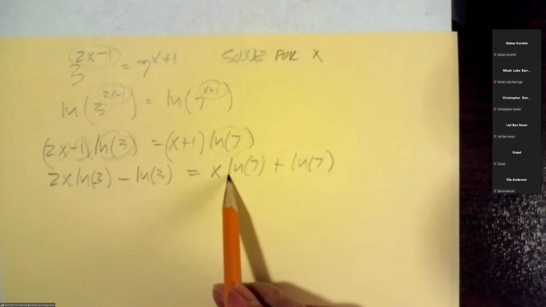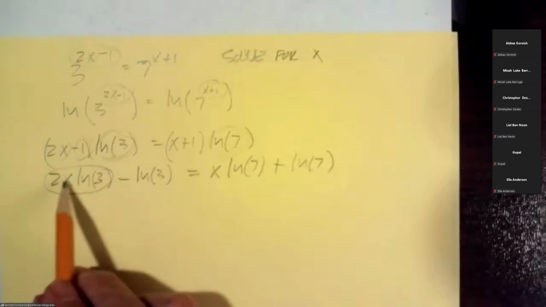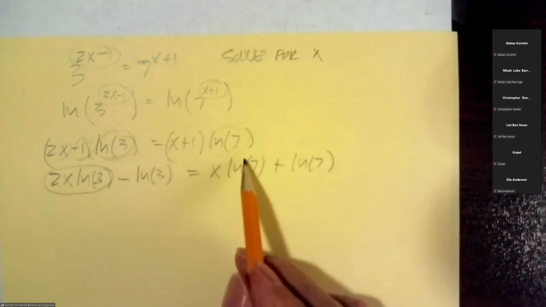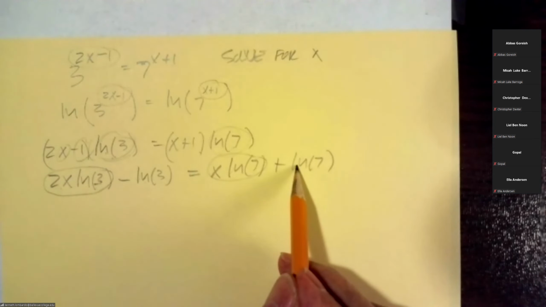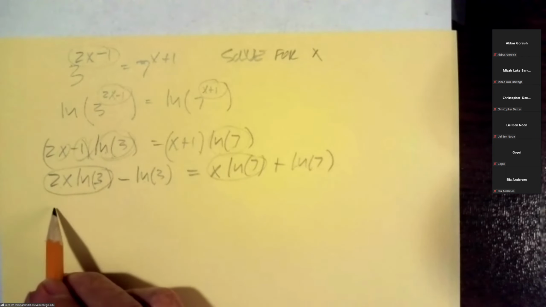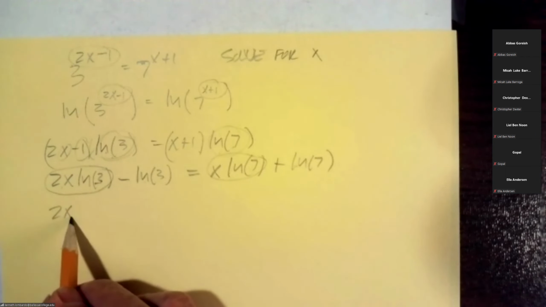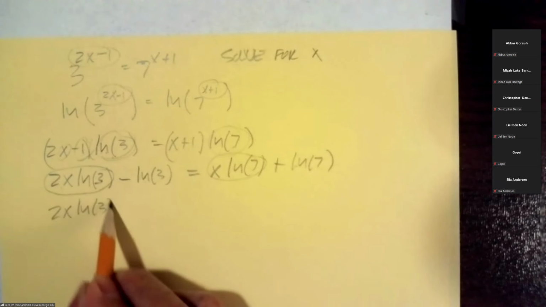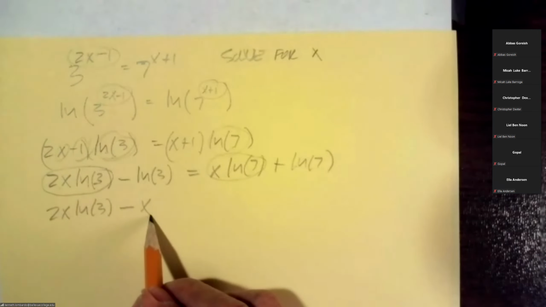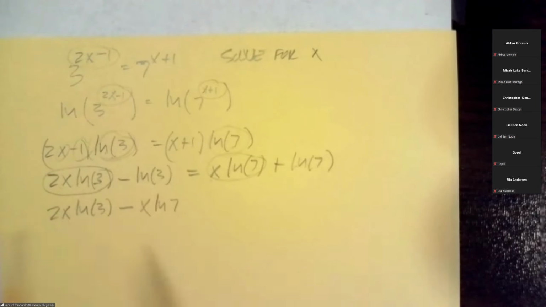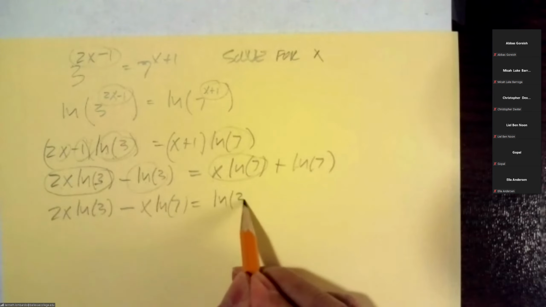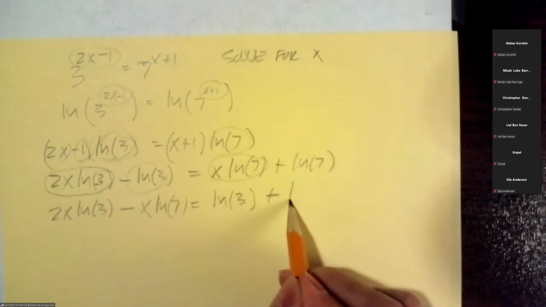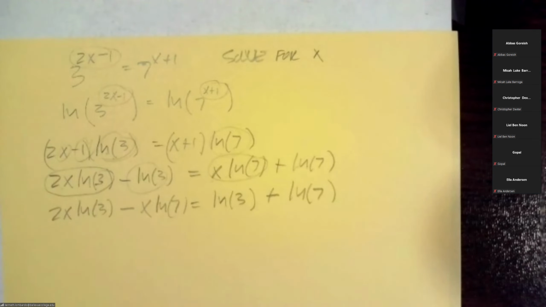And then let's see if we can gather the terms that have the x's. This one has an x, this one doesn't, this one does, this one doesn't. So can we get those all on the same side? Let's see, 2x ln 3 minus x ln 7 equals, bringing this value to the other side, ln 3 plus ln 7.